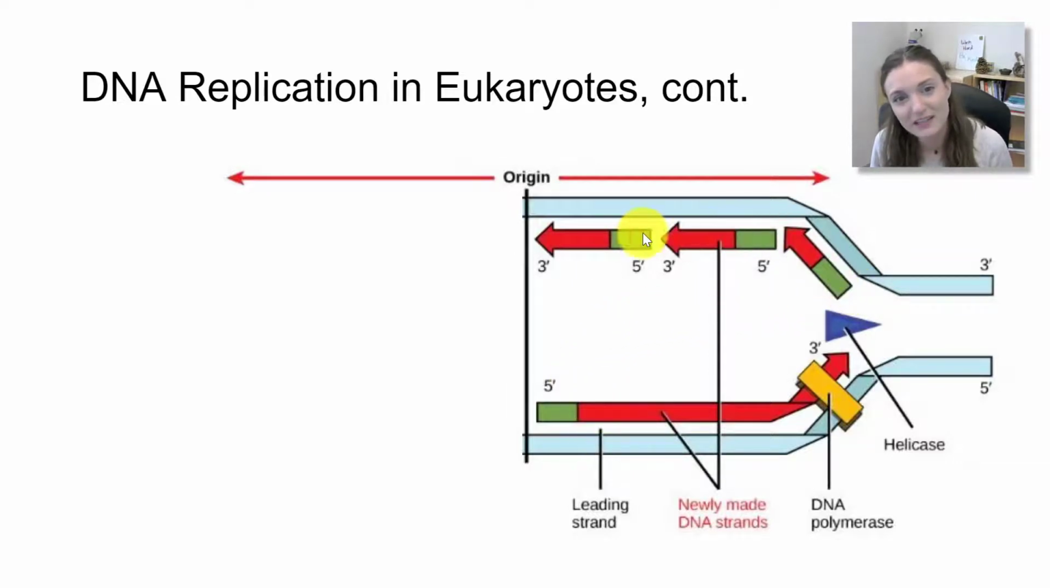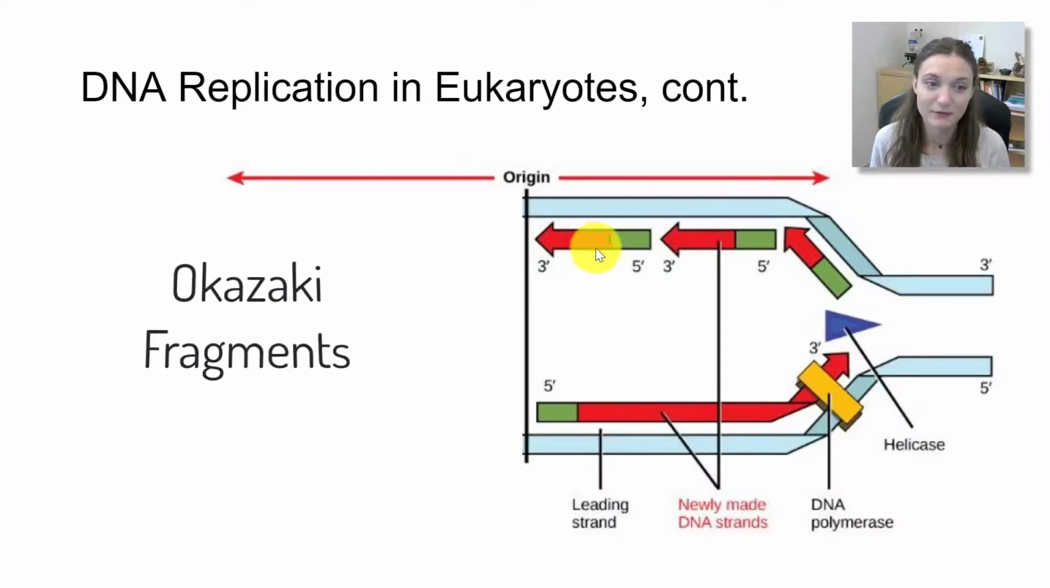So the strand that's synthesized in short pieces, we call this the lagging strand in DNA replication. And these synthesized pieces of DNA, we call them Okazaki fragments, after the scientist that discovered that this is how DNA replication happens in the lagging strand, these short pieces of DNA.